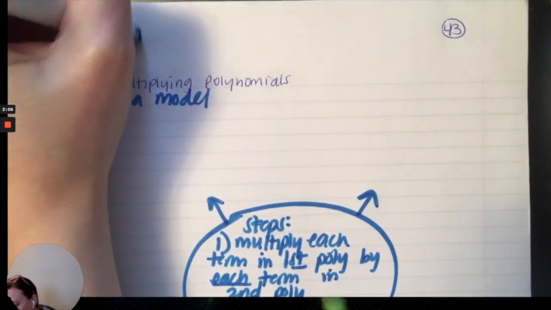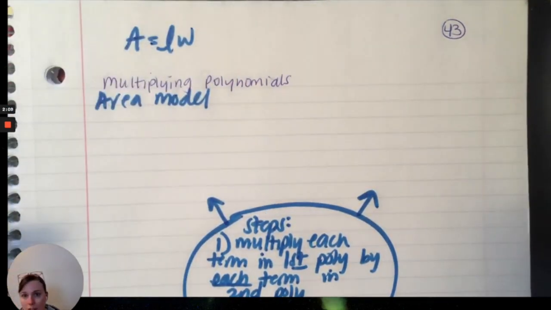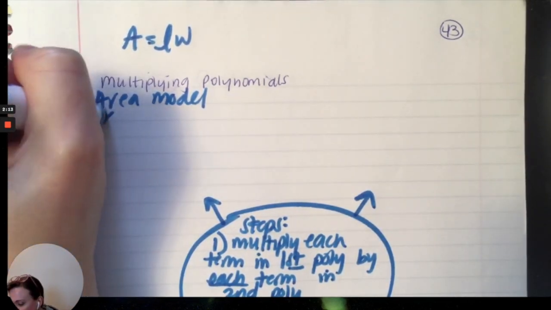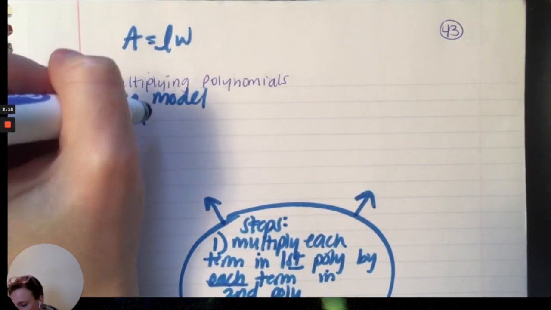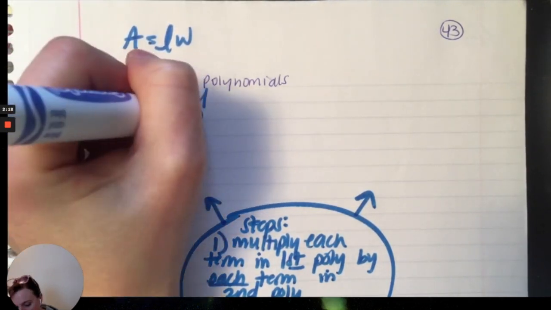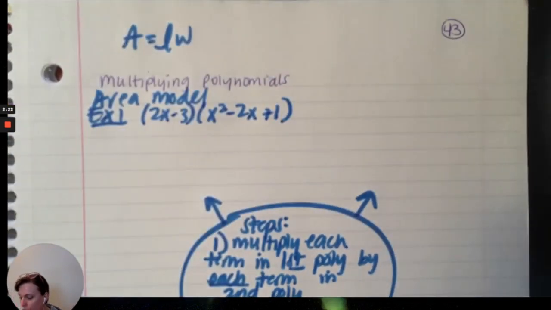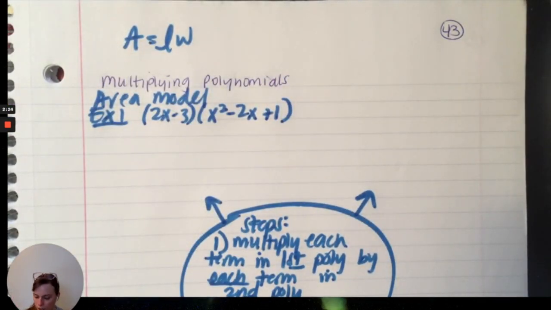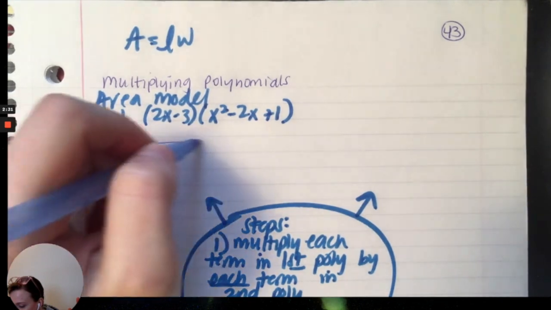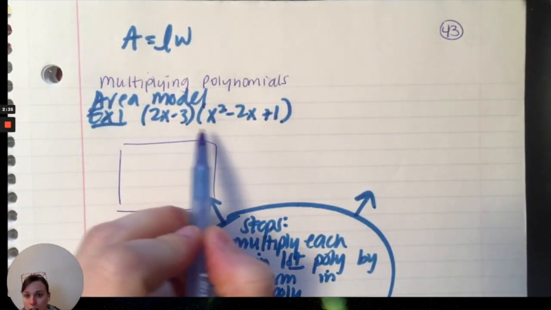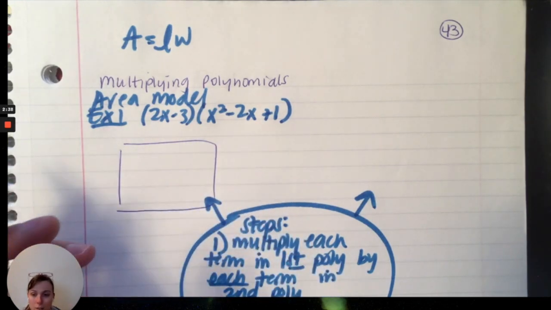All right, so remember the area of a rectangle is length times width. That's where this idea is coming from. So for our first example, we're going to multiply 2x minus 3 by x squared minus 2x plus 1. Now I'm going to switch to a pen because it is a little thinner since our steps took a little bit more space. But I do want to mention that, yes, I have this big old rectangle that I'm looking at. This is the length, this is the width, or vice versa, doesn't matter.